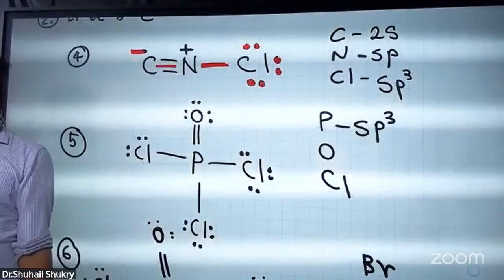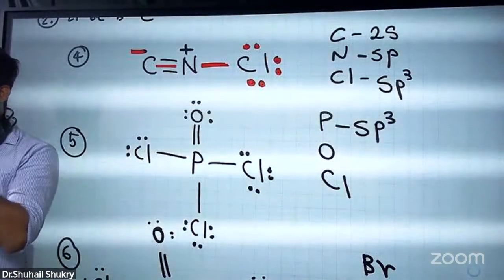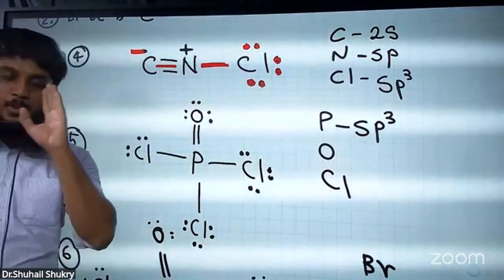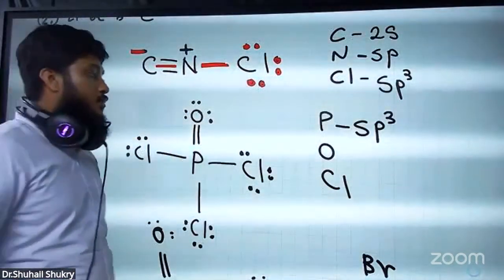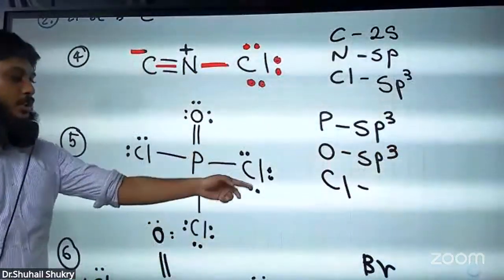Then oxygen. How many sigma bonds? 1 sigma bond. How many lone pairs? 3 lone pairs. 1 sigma bond and 3 lone pairs mean altogether how many units? 4 units. Then sp3. Chlorine also has 1 sigma bond, 3 lone pairs.